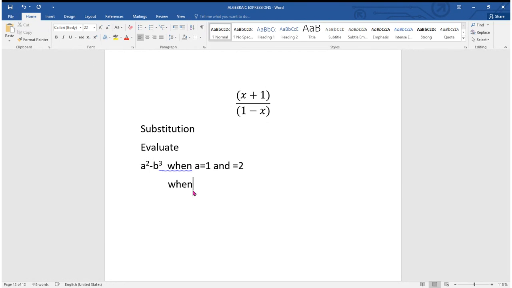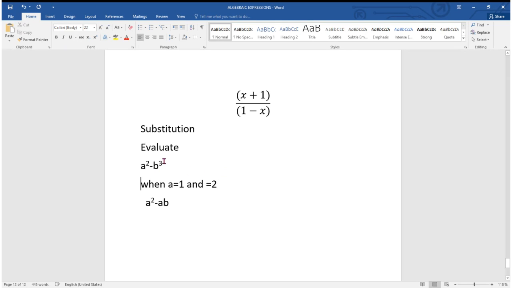So let's first of all do this, and we can solve this here. a squared minus ab when a is equals to 3. Then it's simple. So let's use when a is equals to 1 and b is equals to 2. So let us solve this.